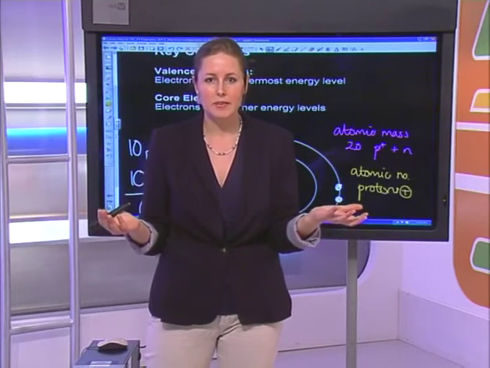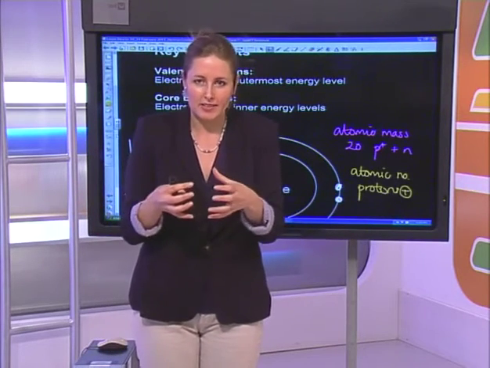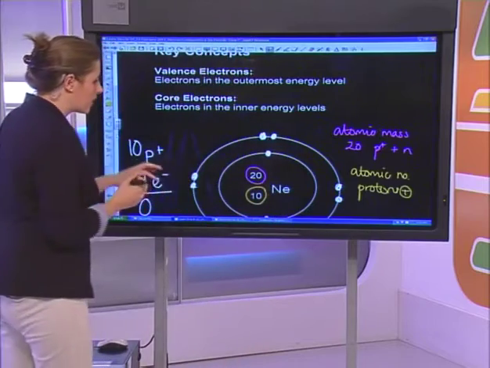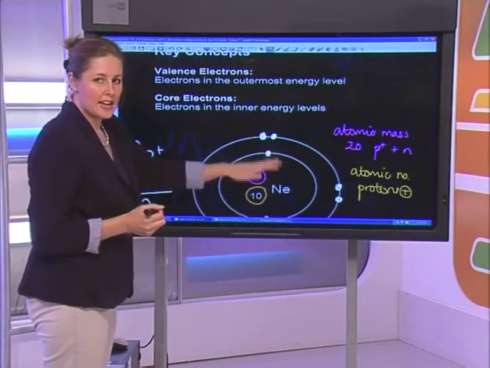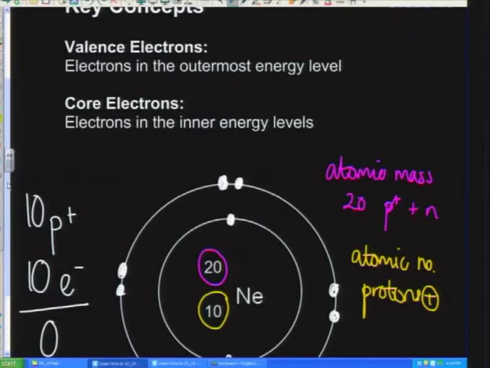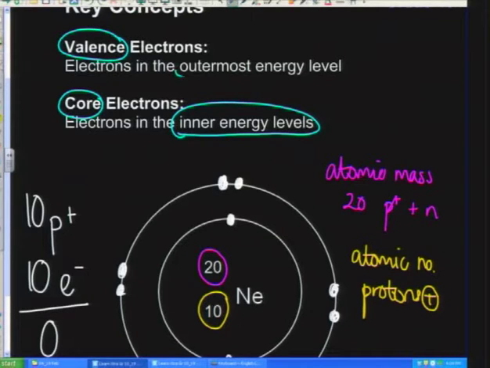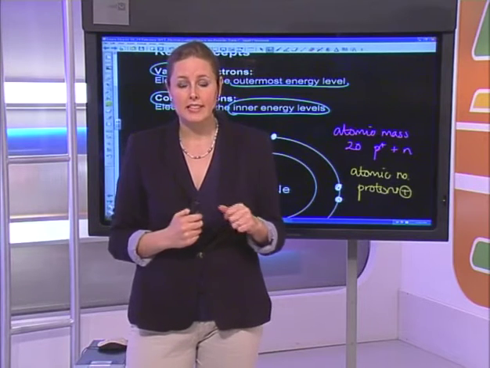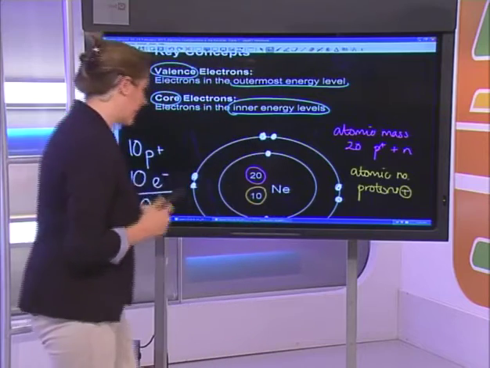The core electrons must mean the inside ones, right? So the core electrons in this case would be neon's 2 core electrons. They would be ones that are found in the inner energy levels. Whereas the valence electrons are those that are found in the outermost energy level. We're going to use those 2 words a lot as we discuss electron structure.